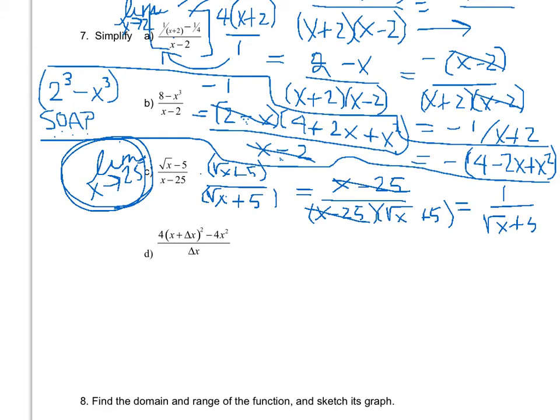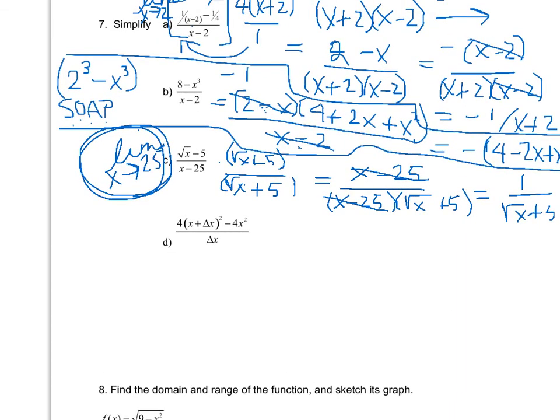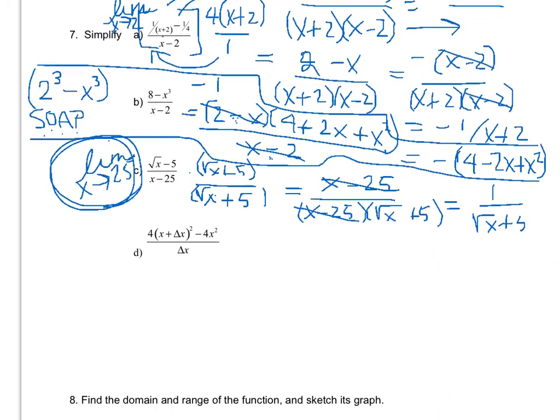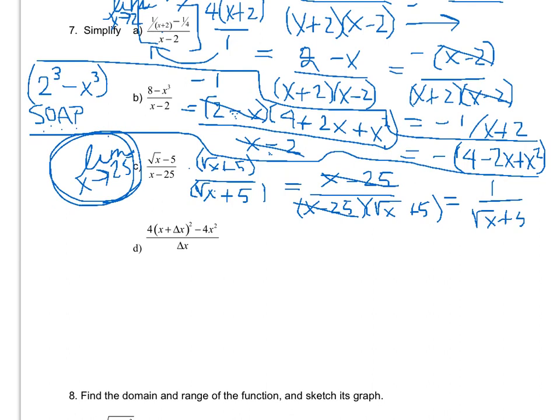Okay, this is a pretty cool problem because your first instinct for some of you will be to square that binomial, multiply by 4, and then see if any of the terms cancel. If you were doing a problem where the limit as delta x approaches 0, you could not do that. So let's play around with this, but your first instinct was to do all that algebra in the numerator and see if things canceled.